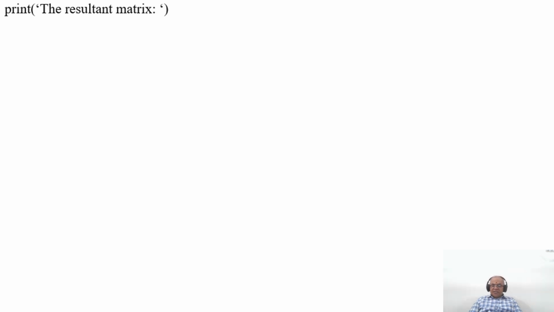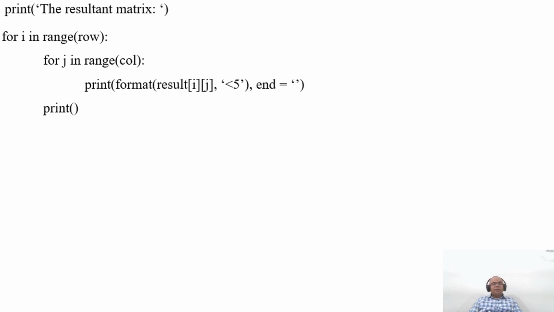Now I want to print the result matrix. So the resultant matrix will have for i in range(row), for j in range(column), print the format of result[i][j], and between the two columns the separator is a space, and end continues in the same line. This is what the print function does, and we use it to go to the next line. Now we will go for the output.